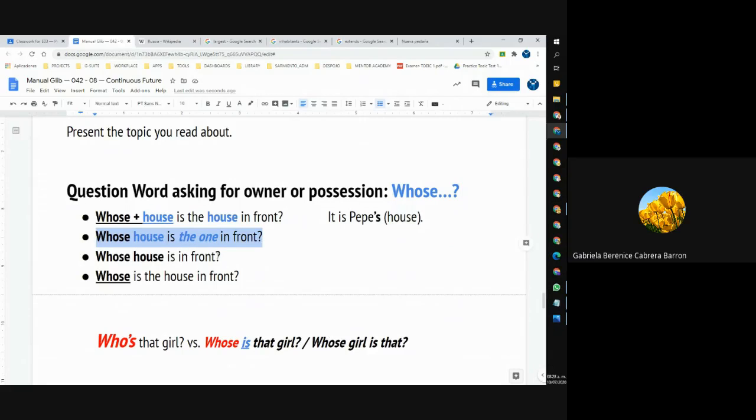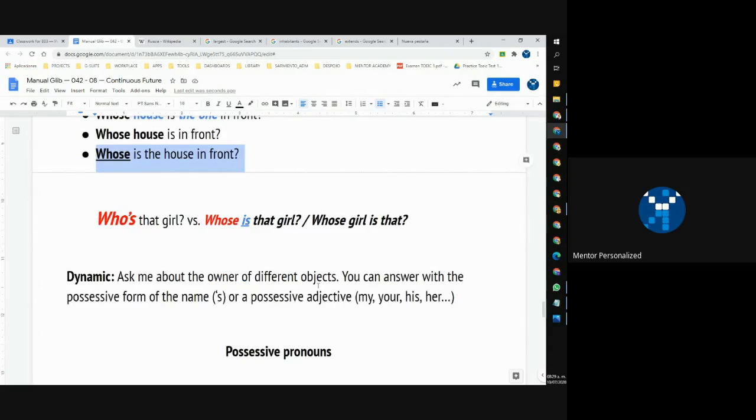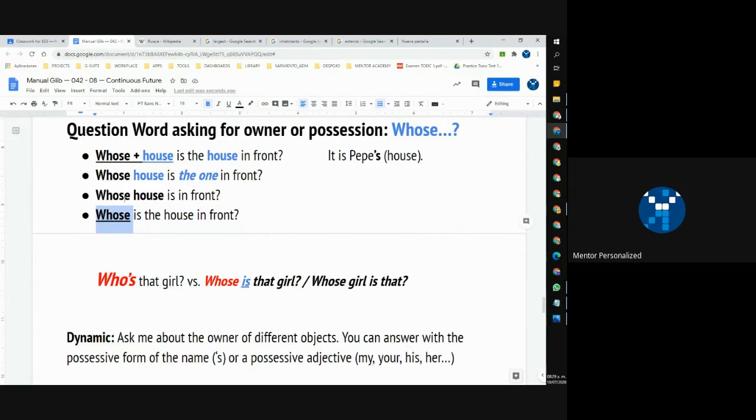You can say, whose house is the one in front? Repeat. Aquella que está enfrente, the one in front. And the answer is the same: it's Pepe's. Whose house is in front? Repeat. The answer is the same. And whose is the house in front? Repeat. That's right, it's Pepe's. So the question for owner is whose.